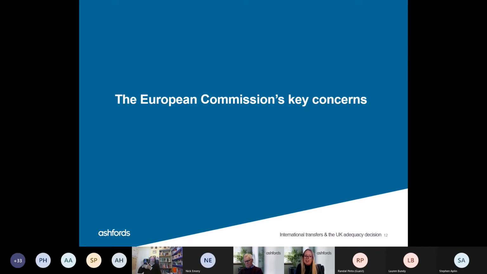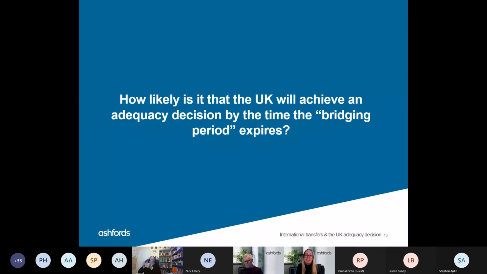And with this in mind, I think the key question then is, what is the likelihood of us obtaining this adequacy decision before the end of that bridging period expiring on the 30th of June? So prior to those 2 draft decisions being published on the 19th of February, one of the key hurdles and a lot of criticism was focused around the surveillance powers of UK authorities. And there was a lot of concern that these surveillance powers were what was preventing us from having an adequate level of protection for personal data.